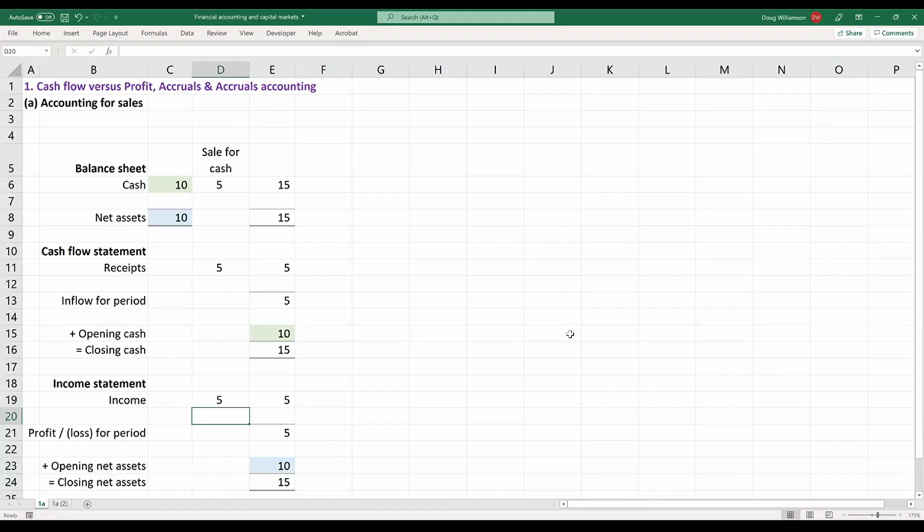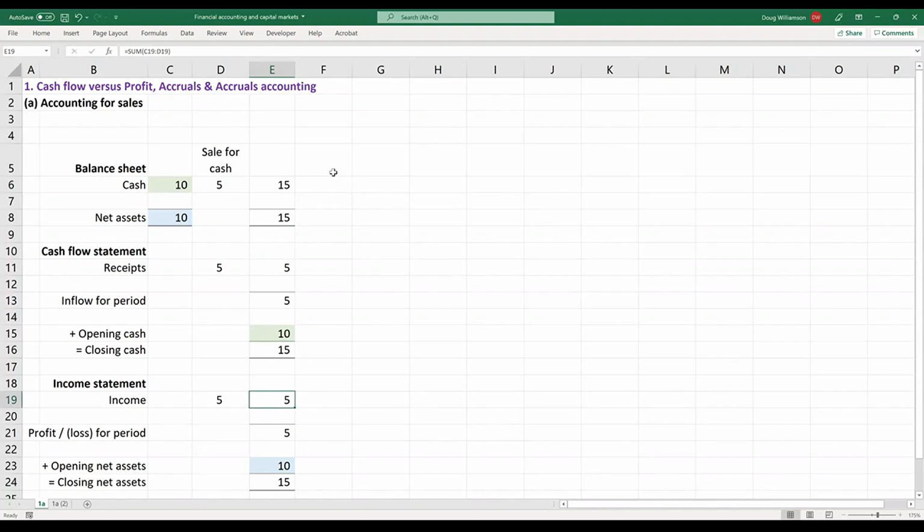There's a cash sale in the period. There's income, the amount it earned in the period, 5, happens to all have been received in this period. So there's a profit of 5 for the period. And the 5 profit explains why the net assets went up from 10 to 15. So cash sale increases cash. It increases net assets. And it's an item of income.